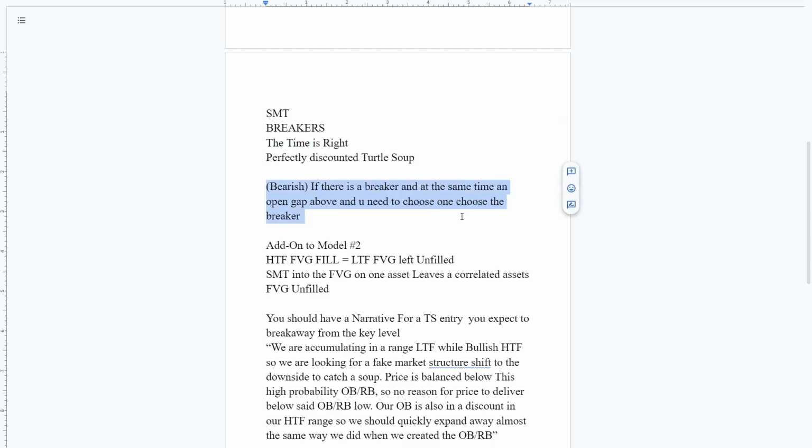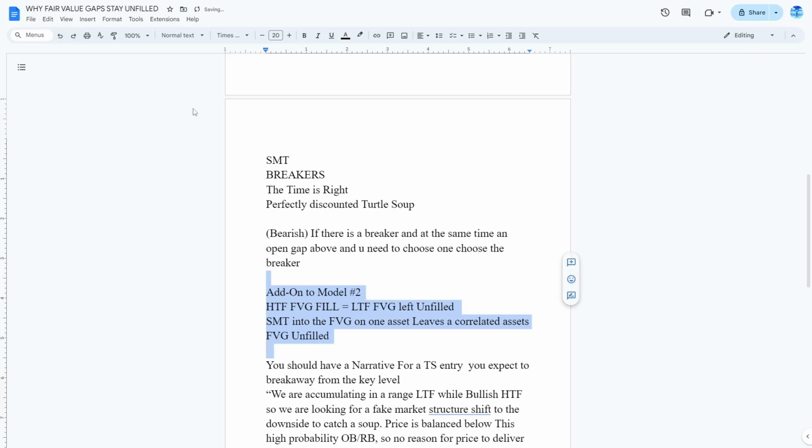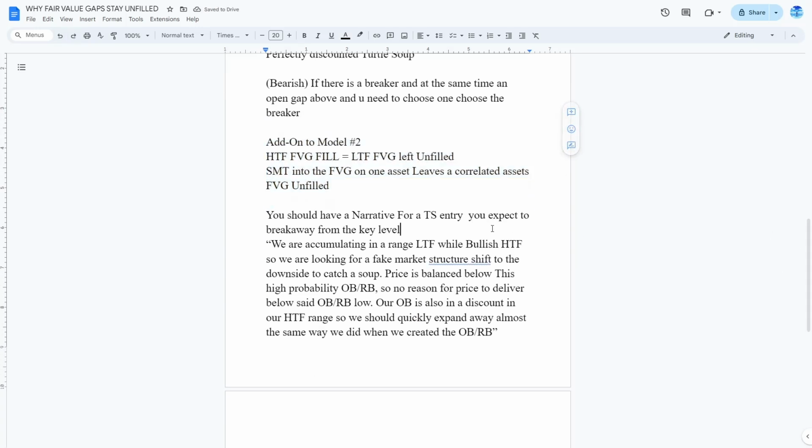If we're bearish and there's a breaker and an FVG, which one do we choose? The breaker. We're adding it onto our model too, as well as always having a narrative for our trades and for our breakaways. Always have a narrative and make it make sense, and not force it to make sense, but look at the price action and it should all look like a piece of music. It should all flow, correlate, and almost force you to be wrong.